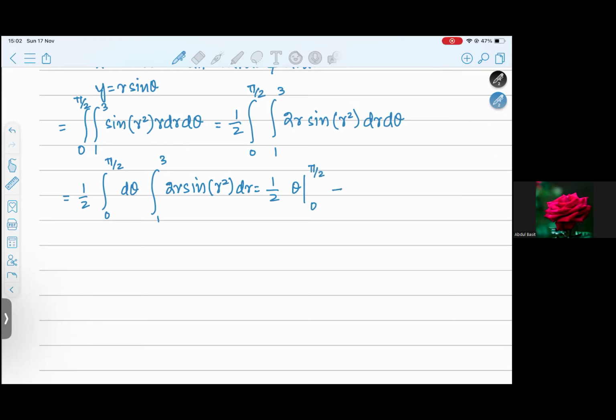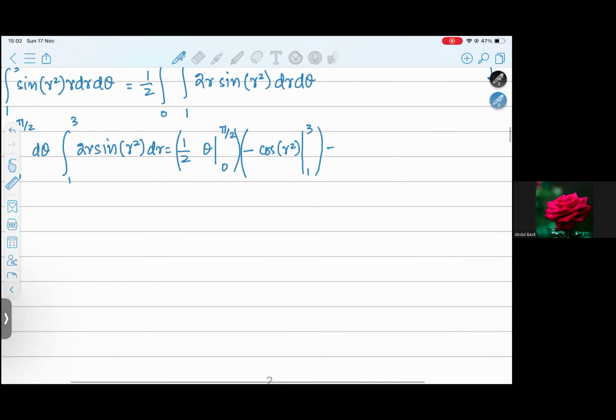times the integral of 2r sine of r square. Since the derivative of r square is present outside, I can just write this as negative of cos of r square, and evaluating this at limits 3 and 1.